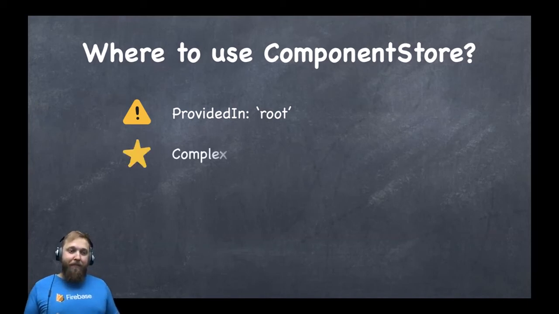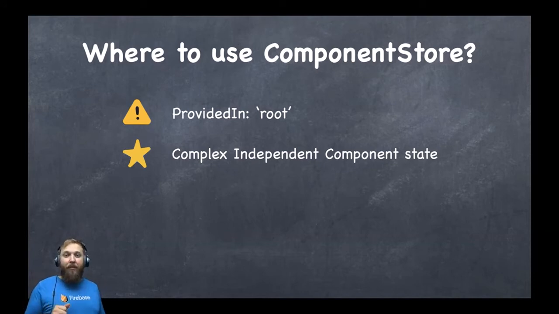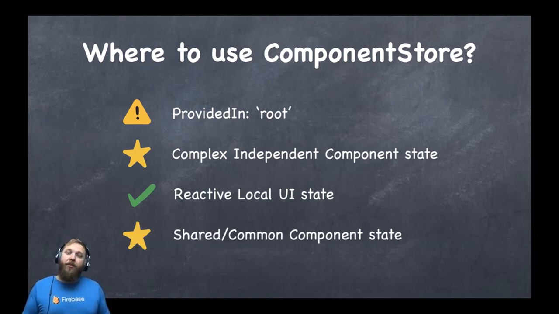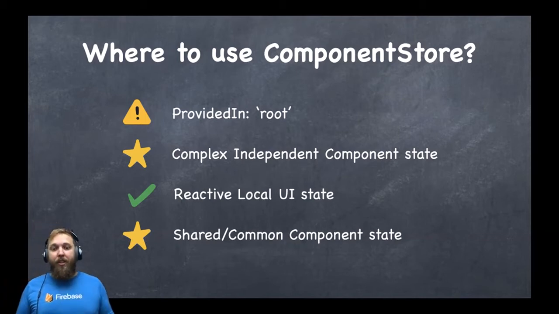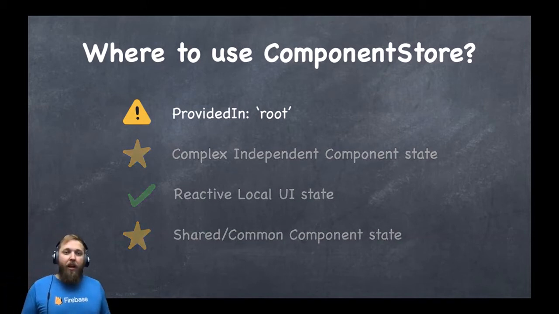So the second one would be complex independent component state. The third one would be reactive local UI state. And the last of the use cases that really highlights the component store is shared component state. And we'll get to all three of these in a second. All right, so provided in root we saw already. Let's take a look at the complex independent component state.